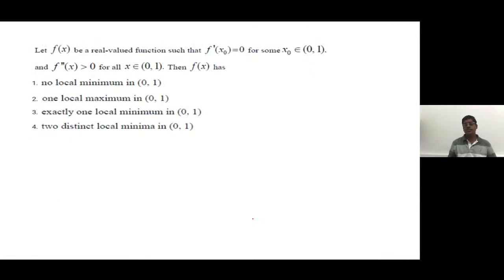Now the next question is differential calculus related. Let f of x be a real valued function, that is, the codomain is the real numbers, such that f dash of x naught is equal to 0 for some x naught belonging to the open interval (0, 1). Between 0 and 1 there are so many x values. For some x naught the first derivative is equal to 0, that is the meaning, and the second derivative of f of x is greater than 0 for every x in the open interval (0, 1). That means between 0 and 1 there are so many numbers x, and at each x the second derivative is greater than 0. This is the information given. Then f of x has four options given. Now the solution.